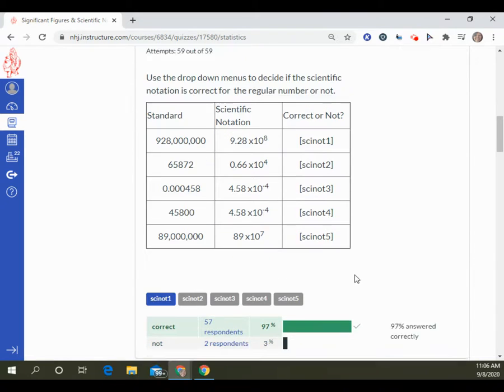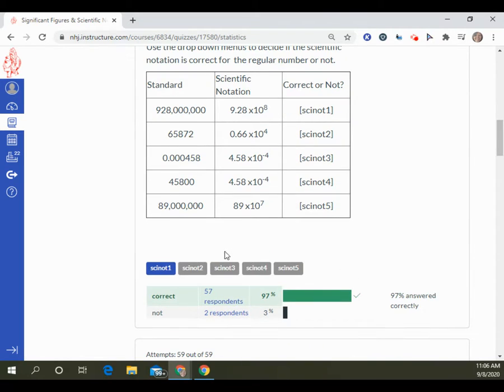All right, so this one you had to determine if it was correct or not correct, so we'll talk about this a little bit. The first one is correct, and most of you got that right, because the first factor is between 1 and 10, and the second factor has a positive exponent of 8. If we look at the standard number, this imaginary decimal point would be right here, and we move 1, 2, 3, 4, 5, 6, 7, 8 places to make the number between 1 and 10.